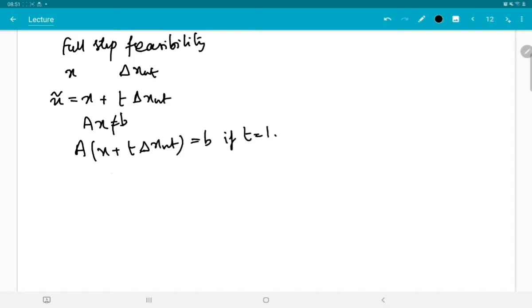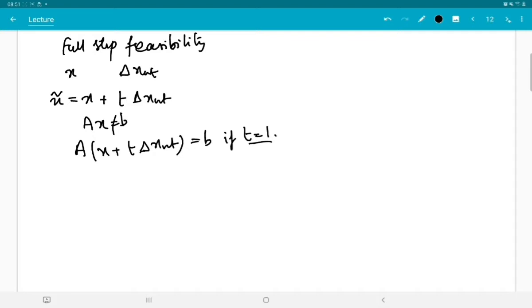Why? Because A(x plus delta x_nt) equals b by construction. It is the way that we have constructed delta x_nt by using the first order approximation. So what we are saying is that if t is 1, then the point jumps into the feasible region. And once we jump into the feasible region, then we do not move out.